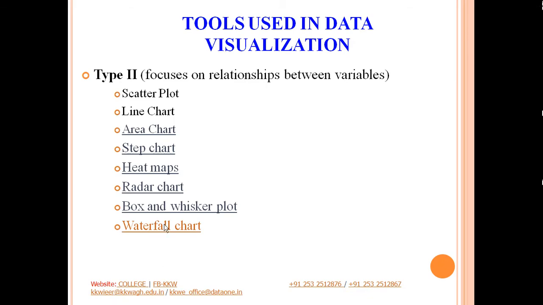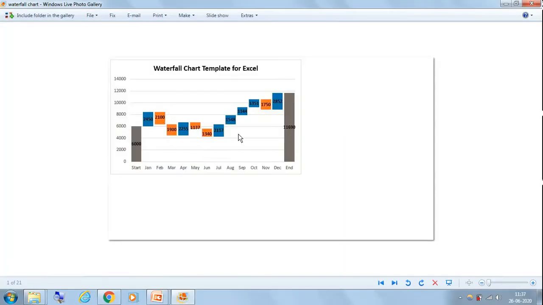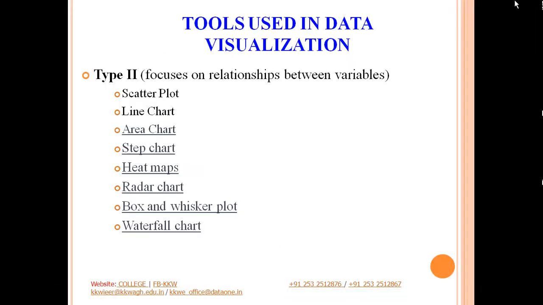Then you have a waterfall chart. As the name tells you, it is like a waterfall. So this is a waterfall chart, a template just for display purpose. It is not related to a particular data set, just to show you how a waterfall chart looks like. It is being added here in the slide. So that is all about type 2 visualization tools.